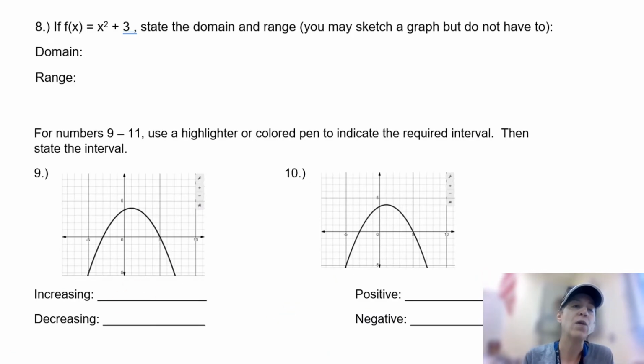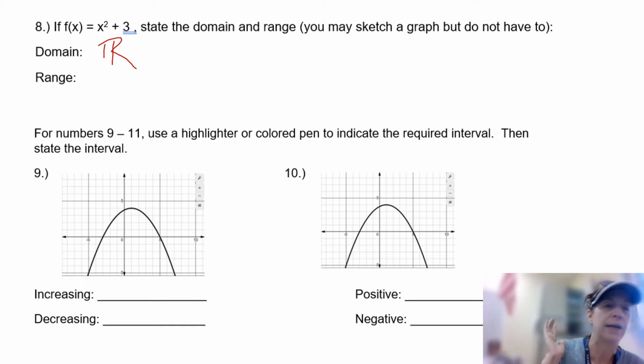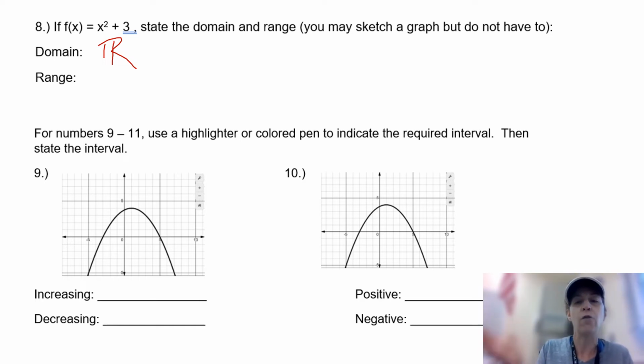Question 8, if f of x equals x squared plus 3, state the domain and range. And once again, you may sketch a graph, but you do not have to. Well, for domain, I don't need to sketch anything. Domain is all real numbers because it's always all real numbers. If you want the detailed explanation of why it is all real numbers, please go back and watch the video, because I went through the why behind that, but a test review really isn't the time to do that.